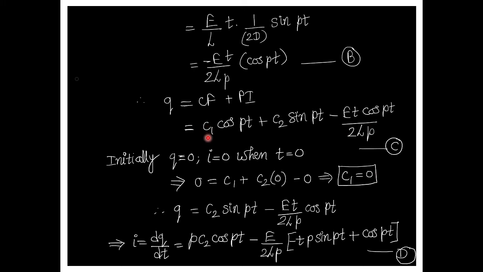Now we substitute this value of C1 equal to 0 in the equation and write down the equation for q. Now i means dq by dt, therefore differentiate this term. Here the derivative of sin pt is cos pt into p, and C2 as it is. Therefore we get p C2 cos pt term. Now here t and here pt term, therefore apply the product rule: here E by twice Lp, which is a constant value, then t as it is, derivative of cos pt is minus p sin pt, plus cos pt as it is, derivative of t is 1.